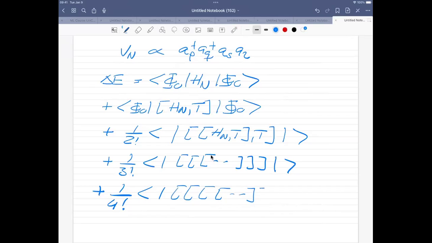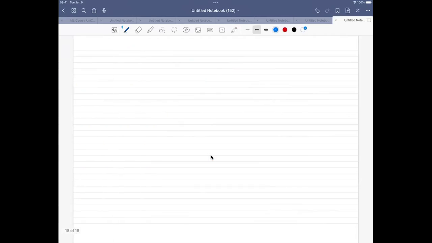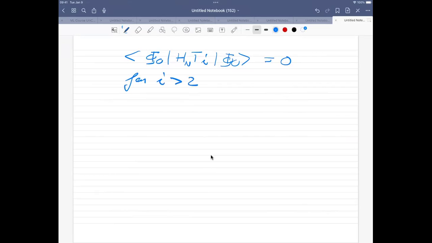So let's just continue here. And this is the final expression here. Since H is at most a two-particle operator, it means that it can at most de-excite two fermions. So if we look at the expectation values here, then a term like phi 0, multiplied with t of I, so this is our H_N, with phi 0, is going to be equal to 0 for I larger than 2.